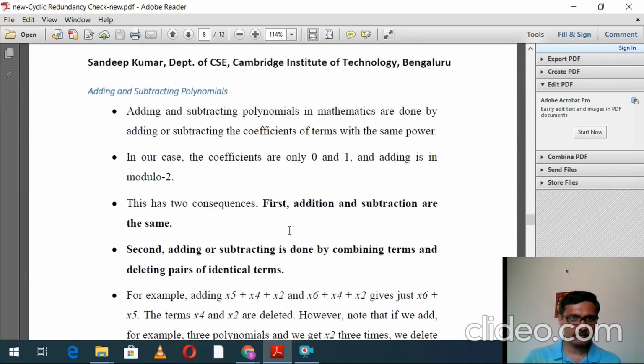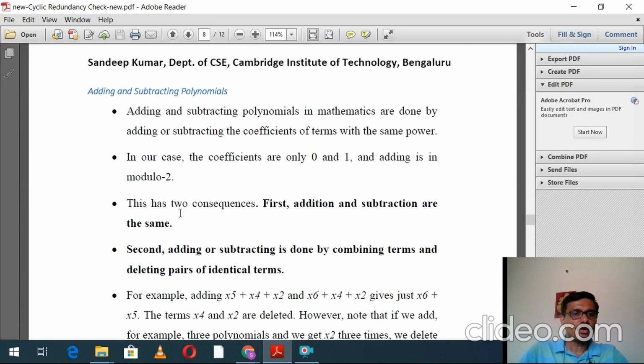Now we perform some arithmetic here, because we require that when you perform the modulo 2 division, adding and subtracting. See, adding and subtracting polynomials, how do you do that in mathematics? It is simply adding or subtracting the coefficients of terms with the same power. For example, x power 2 plus x power 2, we get 2 into x power 2, right? So here, in our case, the coefficients are only zeros and ones. The adding is in modulo 2. That is 1 plus 1 equal to 0.